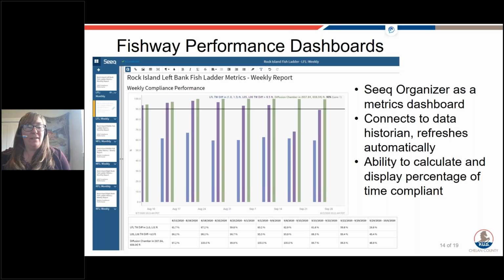So the goal here was to create a dashboard with metrics for all three ladders that updated automatically and free up our engineers' time for more important projects. And so with Seeq, that's what I did.